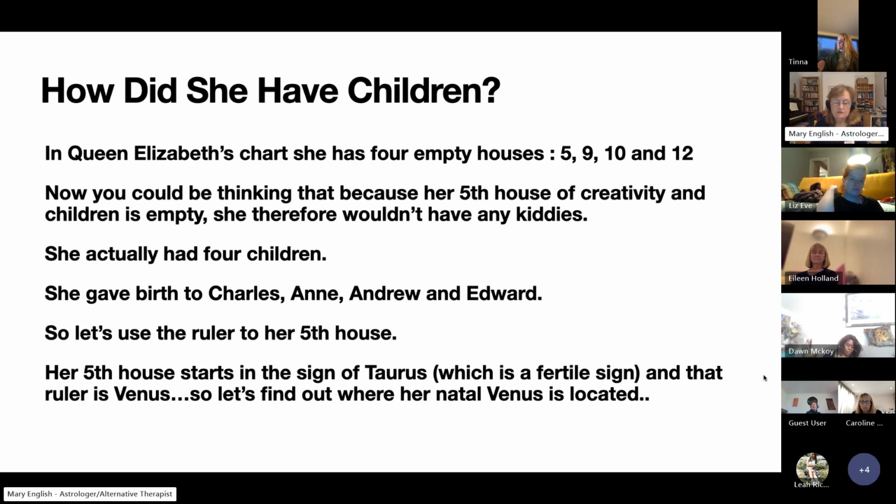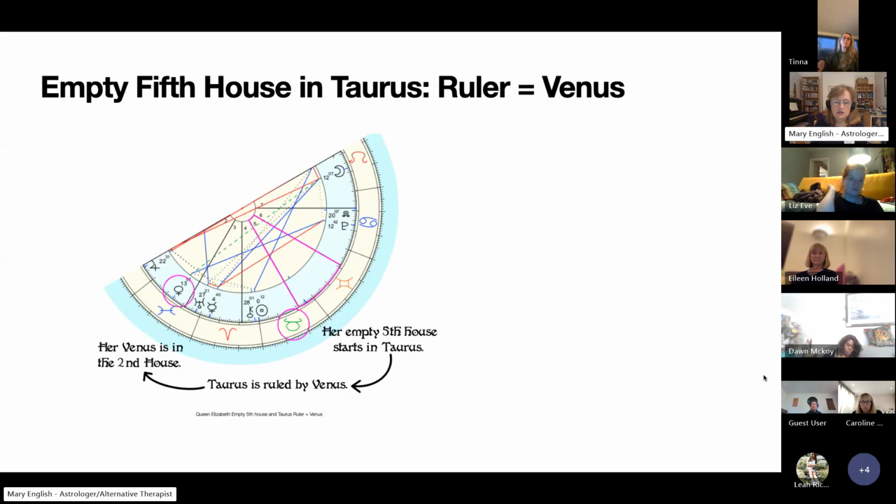So let's find out where her natal Venus is located. In this lovely illustration here, we've got the Queen's chart, just focusing on her 5th house, which has been highlighted in pink. You'll see the symbol there for Taurus. Her empty 5th house starts in the sign of Taurus. Taurus is ruled by Venus, and her Venus is located in her 2nd house.